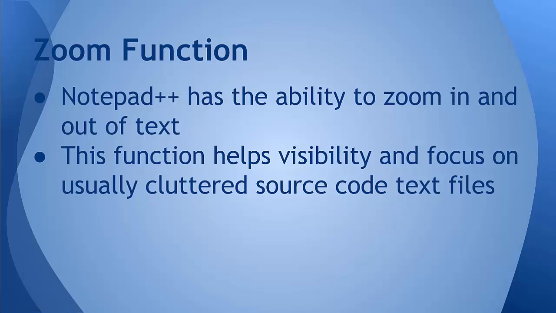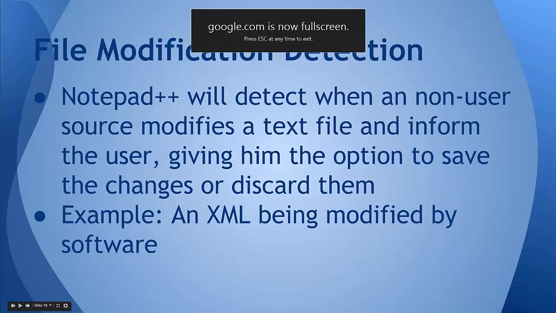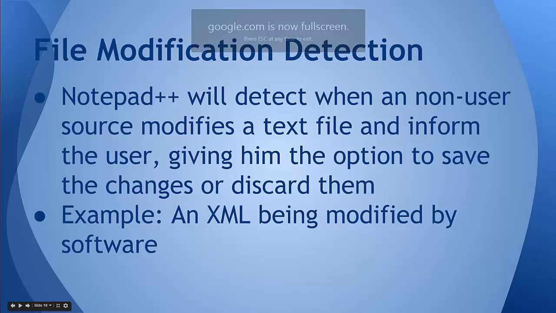Another feature is zoom. Notepad++ allows the user to zoom in and out on the text, making it easier to read than regular Notepad. Notepad++ also detects when a file has been modified by another piece of software, such as an XML being modified by the software interpreting it, informing the user that the modification has happened, and giving the user the option to save it in its new configuration or discard the changes.